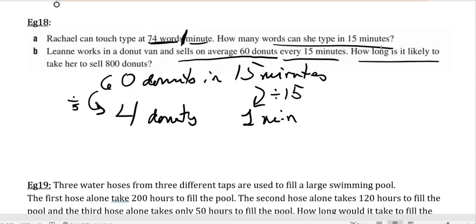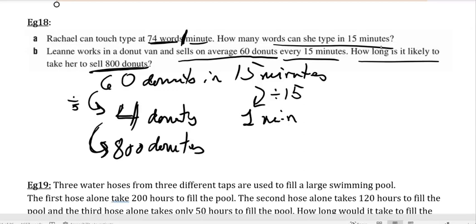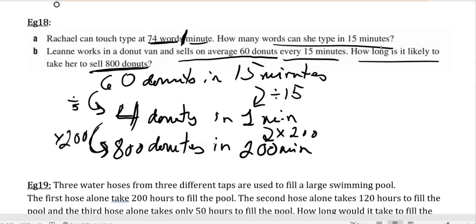But remember to read the rest of the question. How long is it likely to take her to sell 800 donuts? Well, I want this to be now 800. So how did I get from 4 donuts in 1 minute to 800? I multiplied by 200. And so I can say, multiply by 200, same on both sides, 200 minutes.